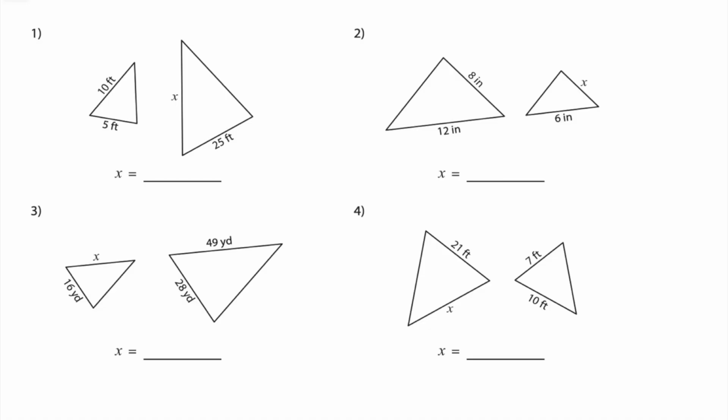So let's work through these problems together. Here I have this side is lining up to this side, and this side is lining up to our x. So I'm going to do 5 over 25 equals 10 over x. I cross multiply, and then I divide.